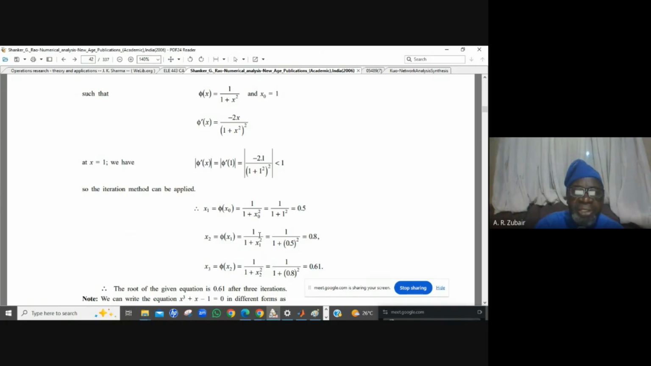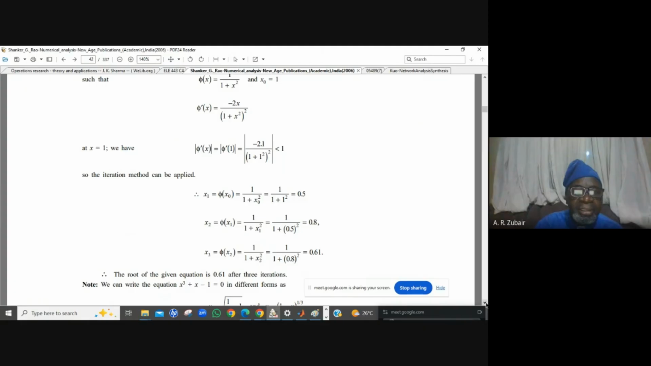Now the same expression, bring that 0.5 here. We are going to get x2. Bring that 0.5, then you get 0.8. Bring 0.8, you get 0.61. The root of the given equation is 0.61 after 3 iterations. We can continue. By the time we continue, we see that the answer will try to converge.